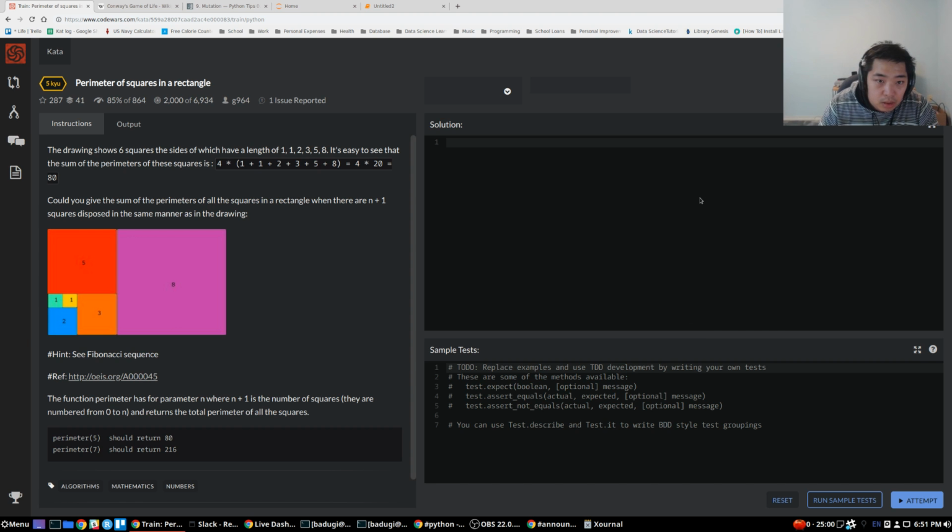Okay, alright. Could you give the sum of the perimeters of all the squares in a rectangle when there are n+1 squares disposed in the same manner as in the drawing? Hint, see Fibonacci sequence.